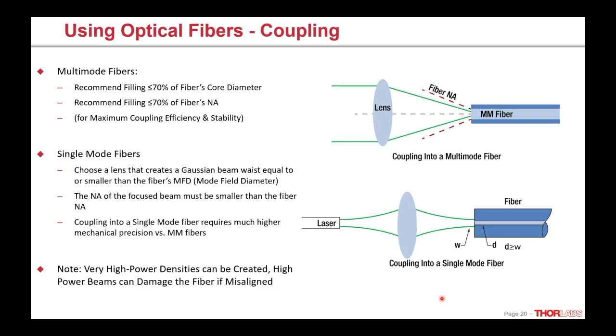Optical power levels as low as 500 milliwatts with single mode fibers, or maybe even lower, depending on the mode field diameter, can cause the fiber end face to burn. So it's something to definitely watch out for. The typical strategy is to align at low power, and then once everything's aligned, turn up the optical power safely.